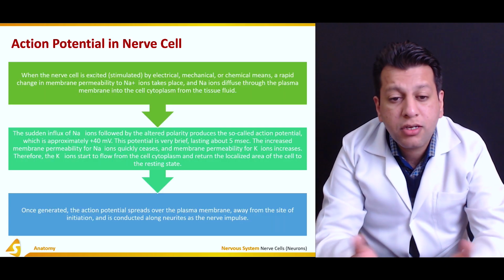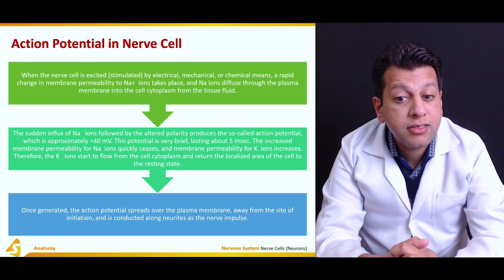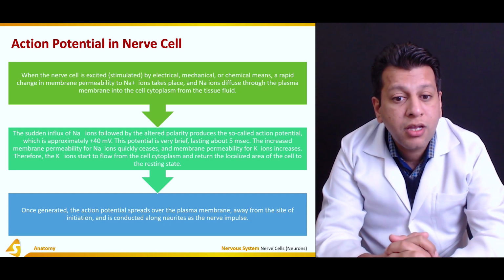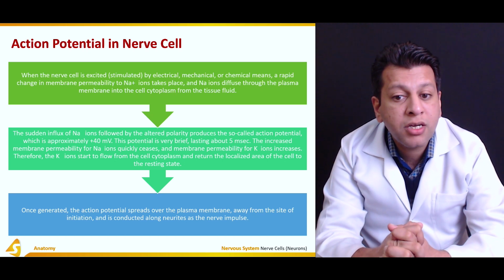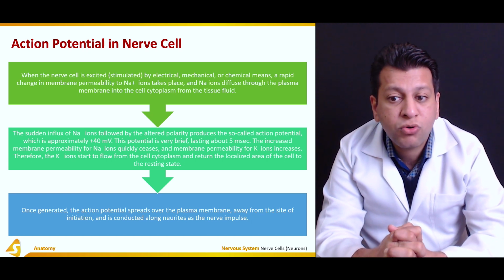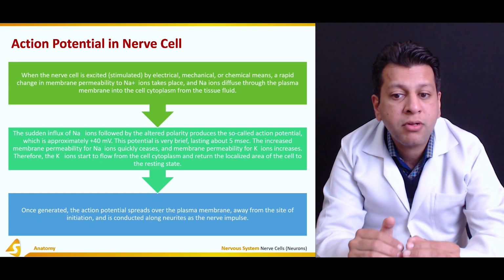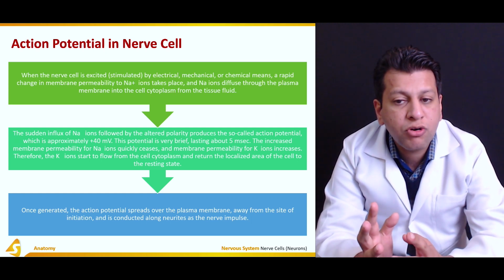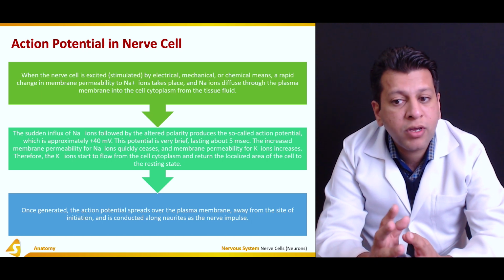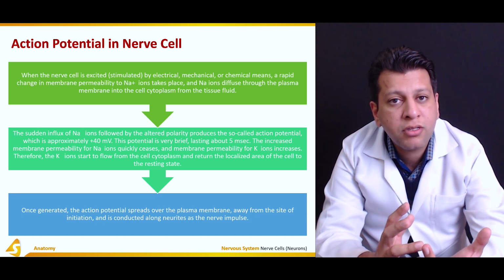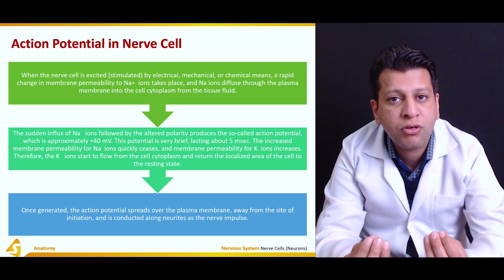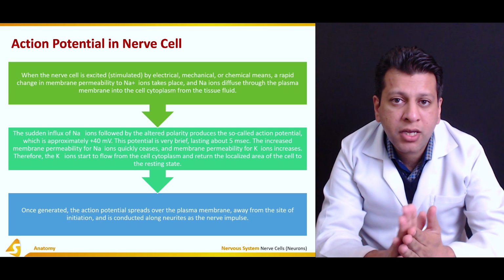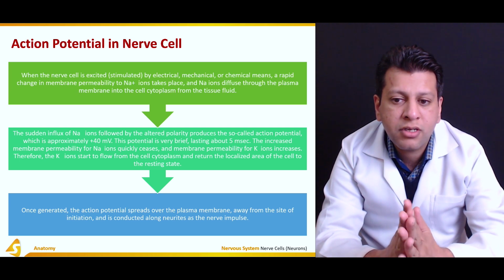When the action potential arrives, when the nerve cell is excited or stimulated by electrical, mechanical, or chemical means, a rapid change in membrane permeability to sodium ions takes place and sodium ions diffuse through the plasma membrane into the cytoplasm from the tissue fluid. Now it could be electrical, mechanical, or chemical. When I say mechanical, for example, you get those Ruffini corpuscles and Pacinian corpuscles. When there is a movement, there is a mechanical stimulus and the electric impulses are initiated.